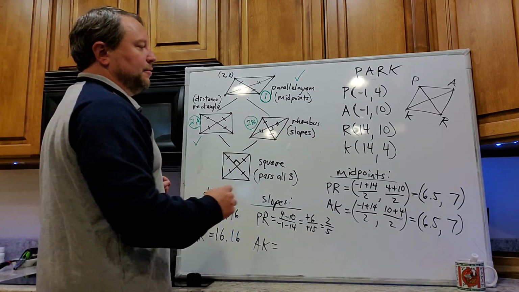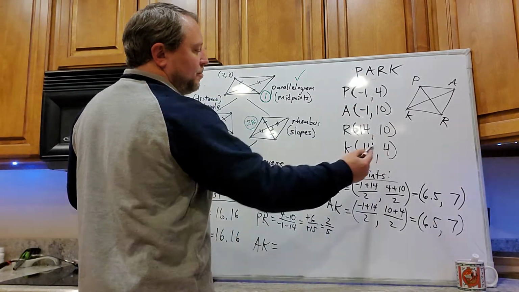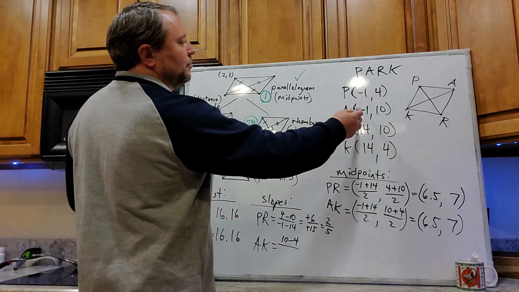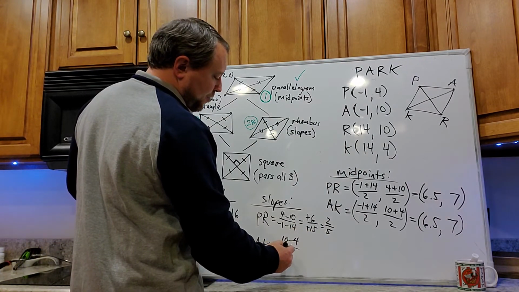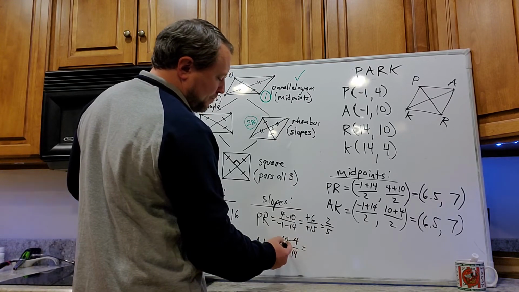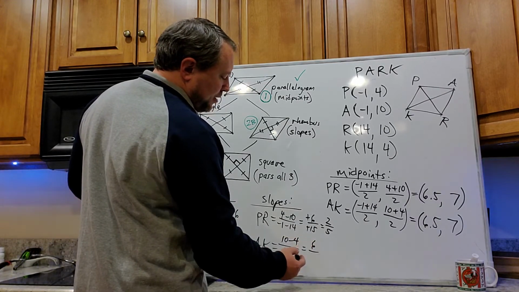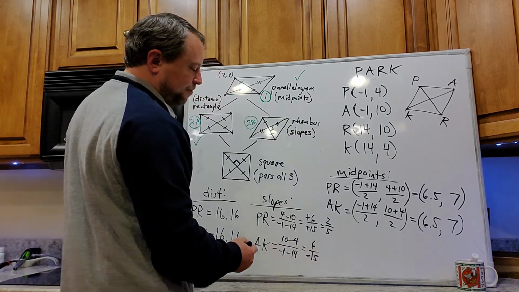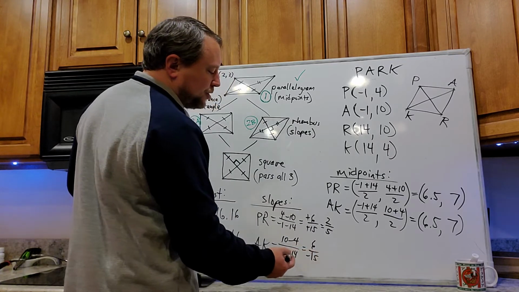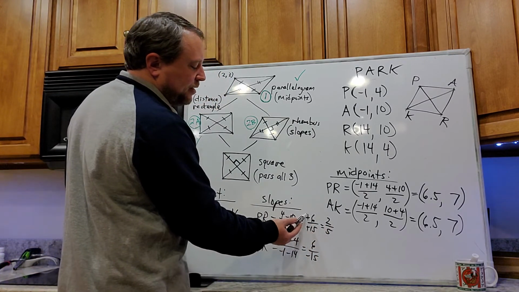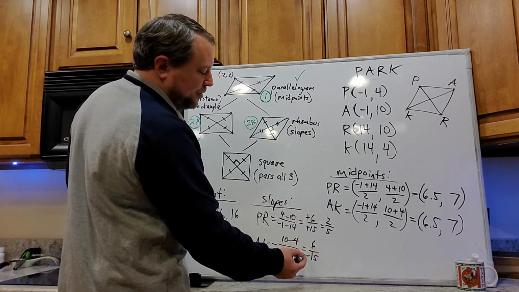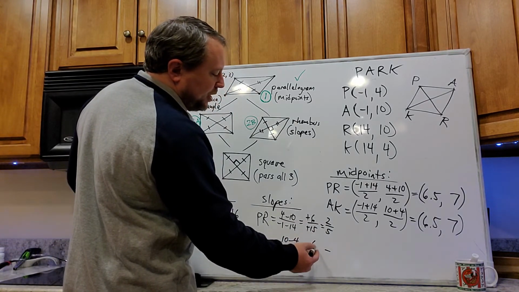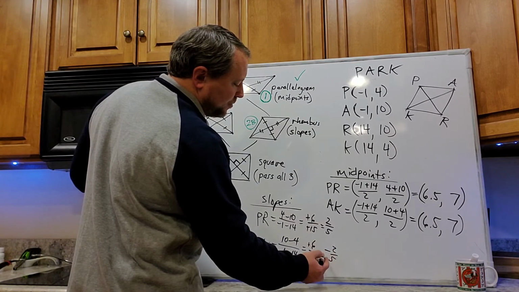For AK, Y values on top, so 10 minus 4. X values on bottom, negative 1 minus 14. Okay, that gives me a positive 6 on top, a negative 15 on bottom. Again, it does reduce, but it's not positive. You see how this was a negative over a negative, which was positive? This is a positive over a negative, so it's negative, but it does reduce to the 2/5.